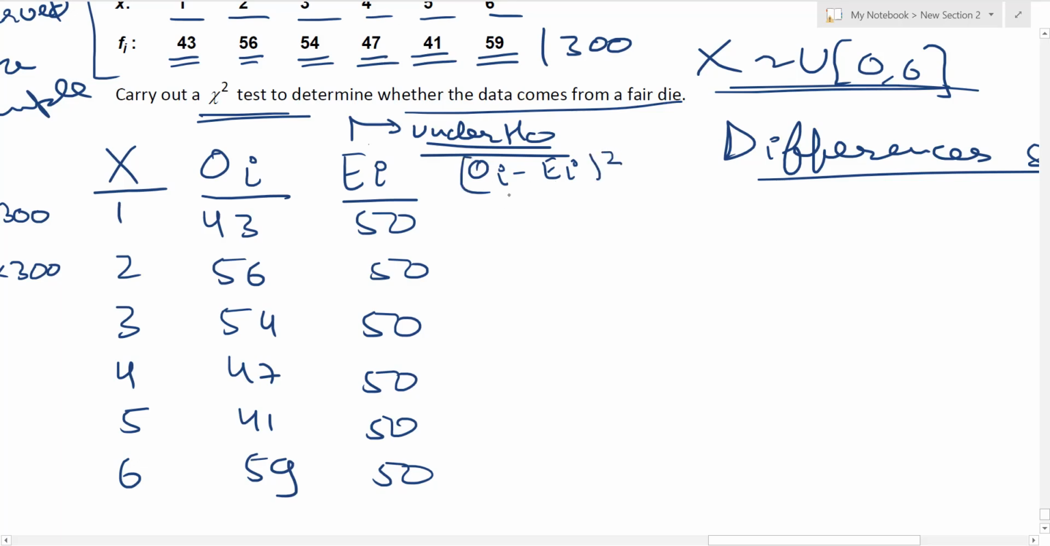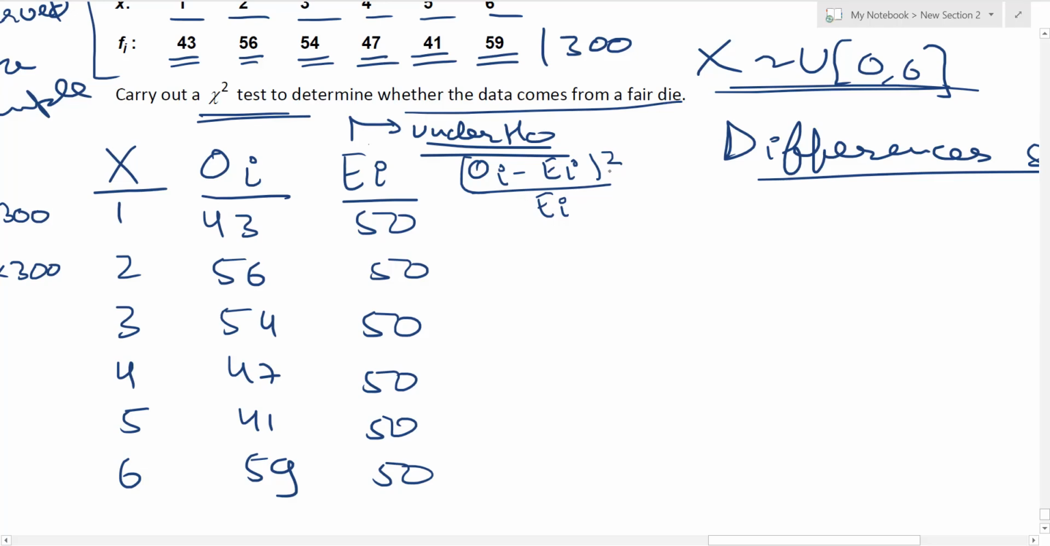If you remember, OI minus EI has a normal distribution. The square of OI minus EI divided by EI will have a chi-square distribution. Reason is simple: square of a normal distribution, adjusted for scale. Why have I divided it with EI? I have divided it with EI to adjust for the scale. So I have taken it to basically a lower sort of scale.